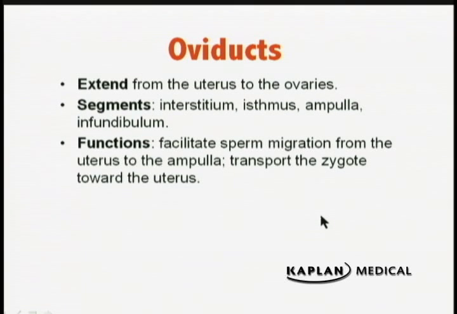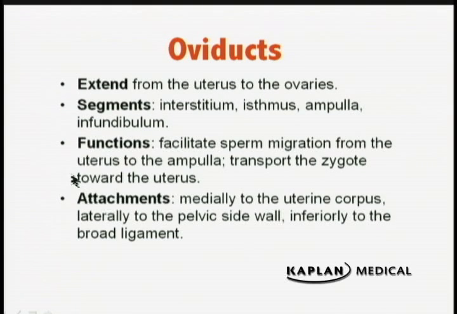The functions of the oviduct are twofold, and they are to facilitate in one direction sperm migration from the uterus to the ampulla of the tube, which is where fertilization takes place. And then, when the zygote has been fertilized, it transports it from the tube toward the uterine cavity. And both of these are very important in order for reproduction to occur. The oviducts are attached medially to the uterine corpus, laterally to the pelvic sidewall, and inferiorly to the broad ligament. I'll show you a picture in just a moment.